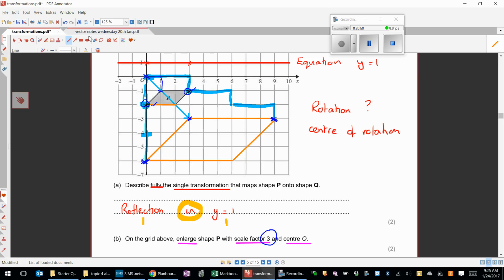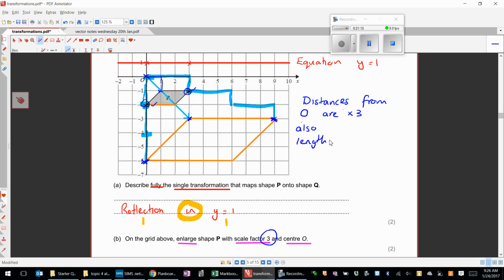So what we can say is the distances from O are multiplied by 3, but also the lengths of the sides are also multiplied by 3. Okay.